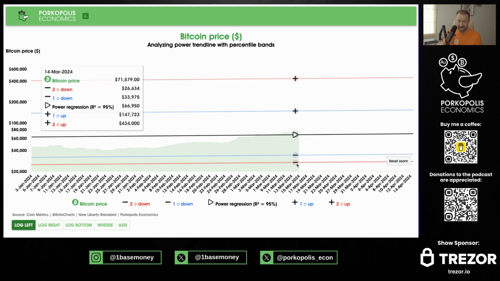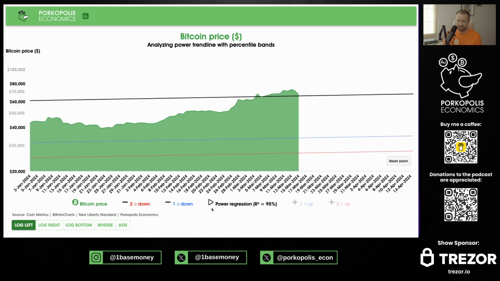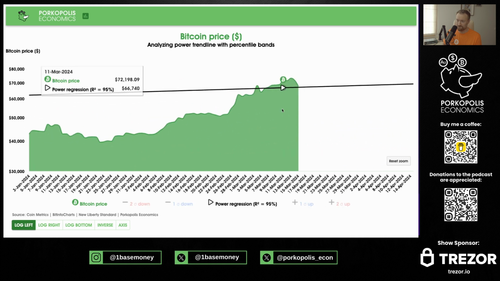That's what's in black right here. Let's even take off the sigma lines to just show you exactly. It's the black trend line. We're right at it. Okay. We bumped above it, fell down just for a second, bumped above it for a few days, and now, as of this recording, March 15th, a little bit of a dip in price. $6,000 dip as of this recording right now.